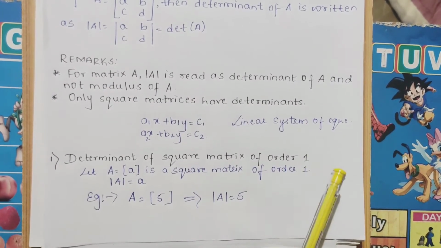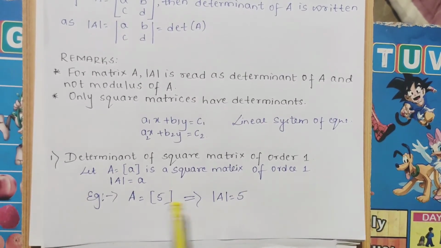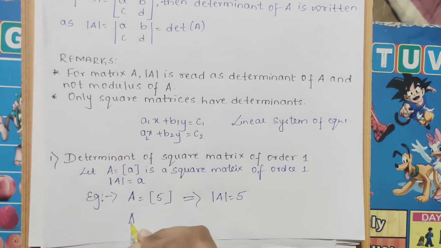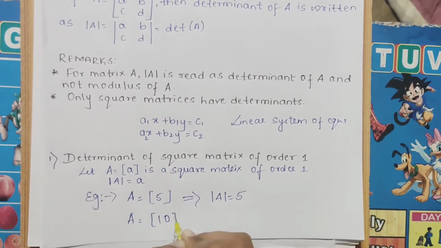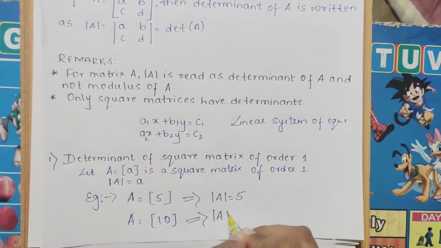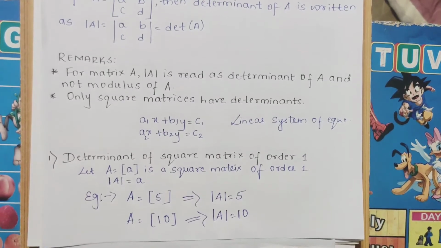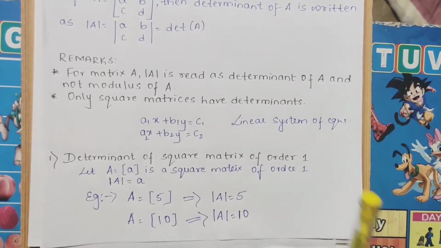For order 1 it is very simple, because you will have only one element, so its determinant will also be the same. If you have, suppose, A is equal to 10, and they tell you to find the determinant of this, then the determinant of A is nothing but 10. So this is your determinant of a square matrix of order 1.